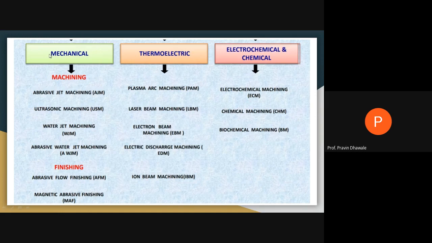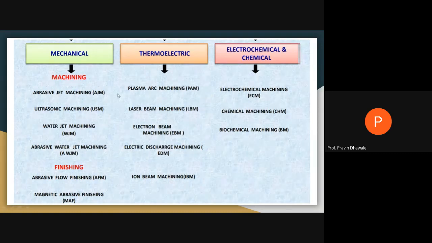If you are considering non-conventional machining processes based on mechanical energy, which are those processes? Abrasive jet machining, ultrasonic machining, water jet machining, and abrasive water jet machining.